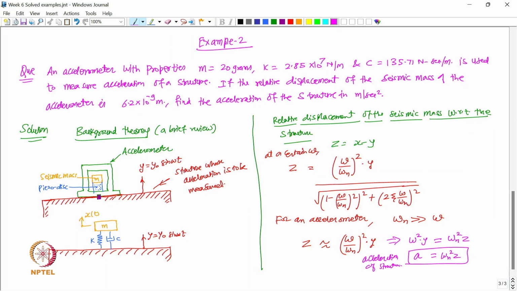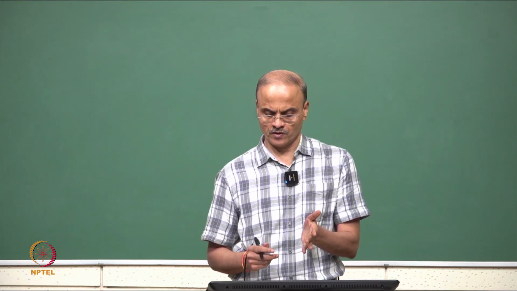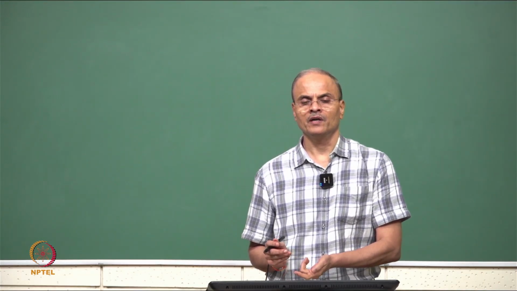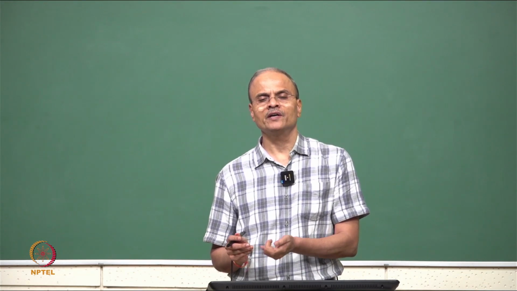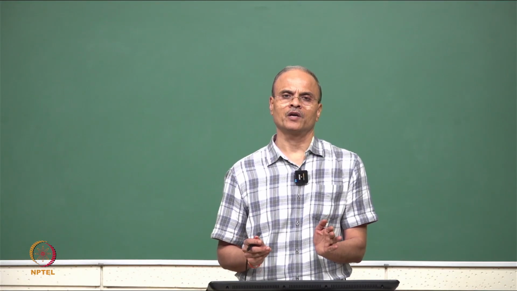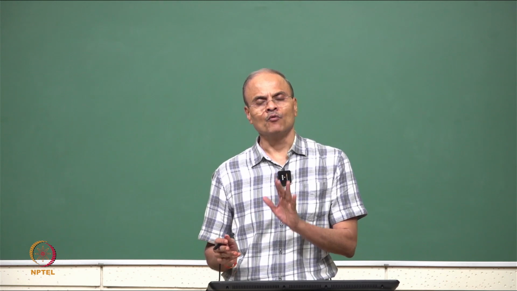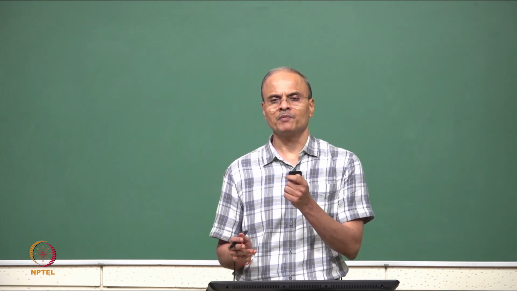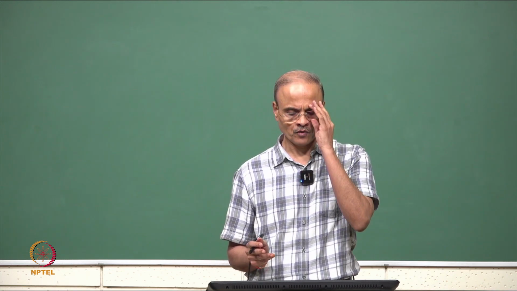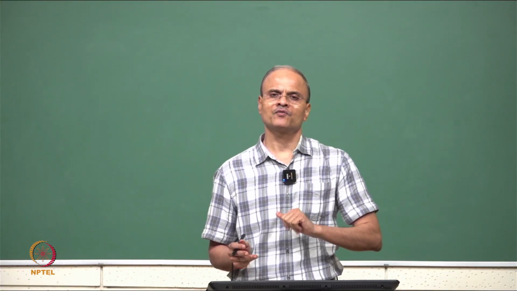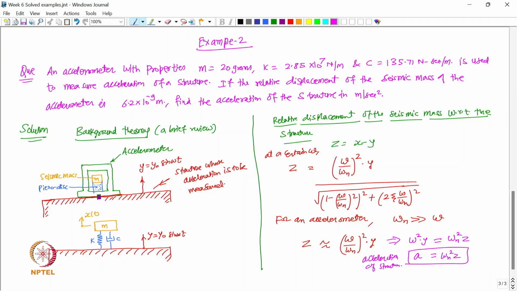So, it means if I have this measurement z, then if I multiply it by omega n square, I essentially get the acceleration of the structure. Of course, that is valid for the condition that the accelerometer must satisfy, that its omega n is much larger than omega. So, in that frequency range, this interpretation would be valid, right. You need to multiply z, the output of the accelerometer, with omega n square, and you get the acceleration of the structure, provided this condition is satisfied.